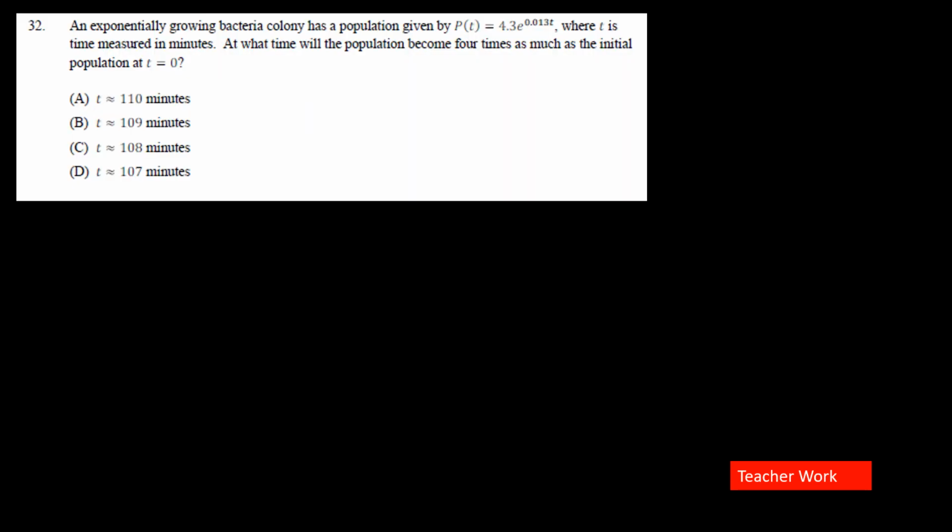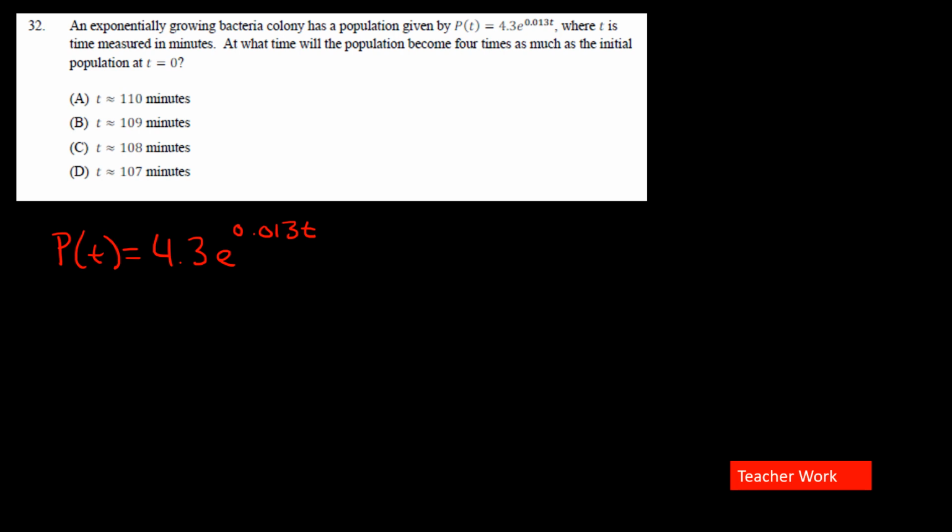So this one here says an exponentially growing bacterial colony has a population given by P of t. So I'm already going to start writing that out because I already know that we're going to have to use that. P of t is equal to 4.3 e to the power of 0.013 t, where t is the time measured in minutes. At what time will the population become 4 times as much as the initial population, at t equals 0?